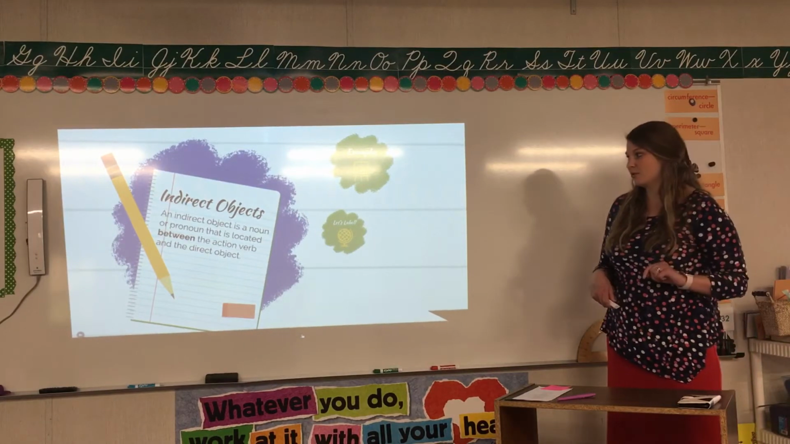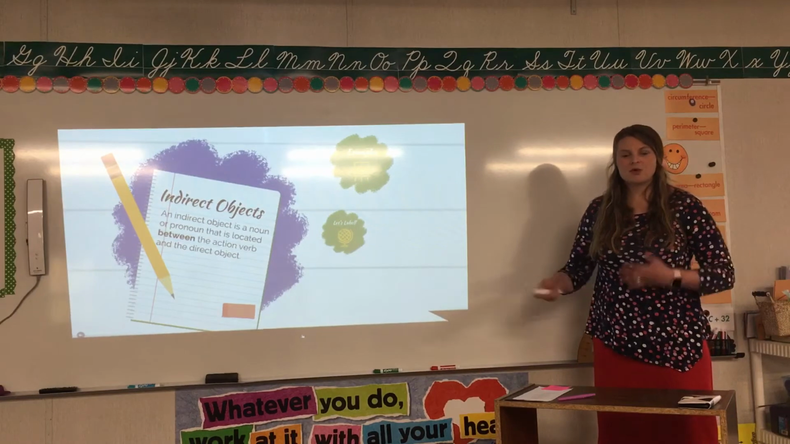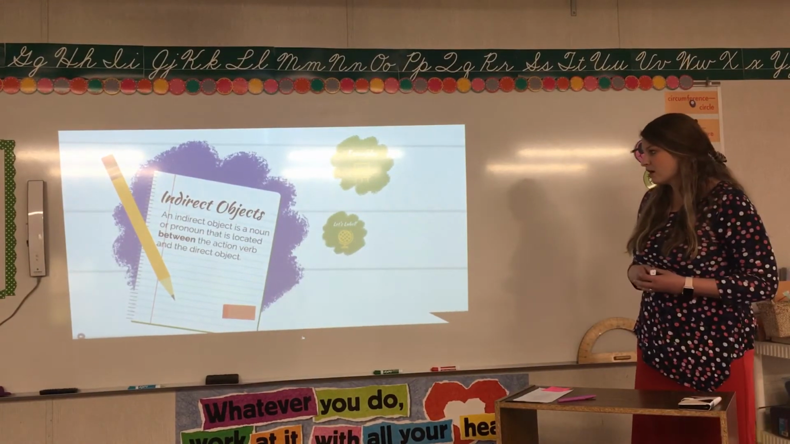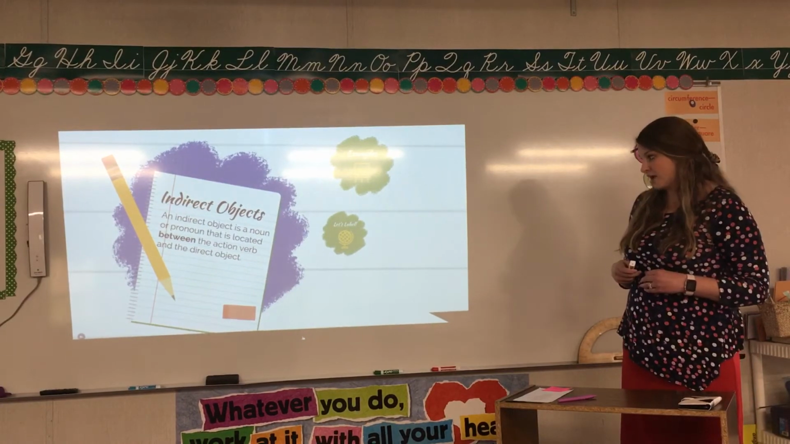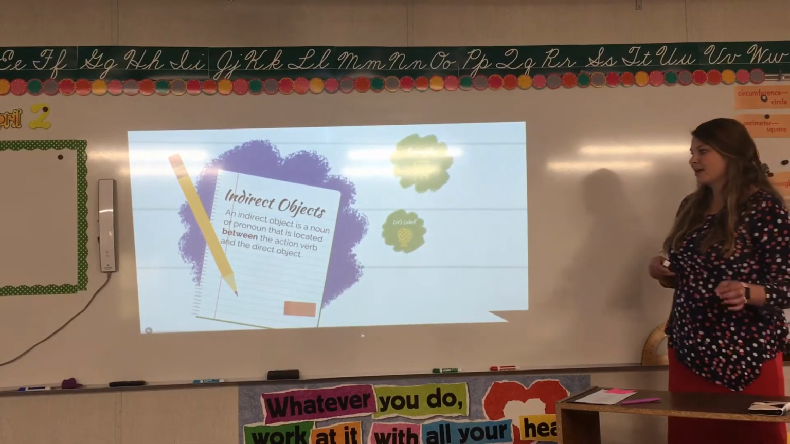That's most important. Last time we talked about direct objects and complements and what those things are, but today we're going to talk about an indirect object. And the indirect object is a noun or pronoun that is located between the action verb and the direct object.